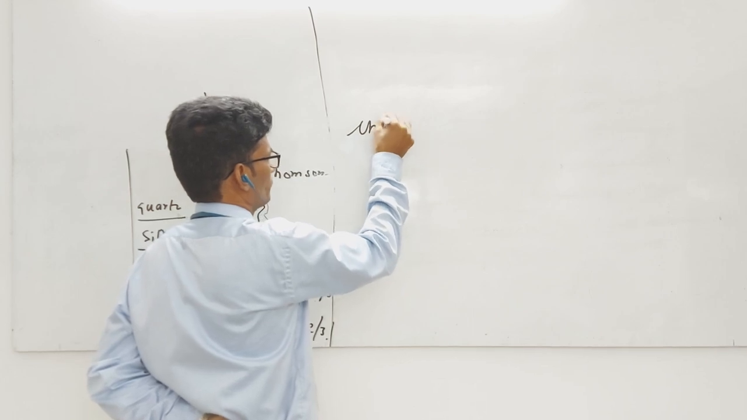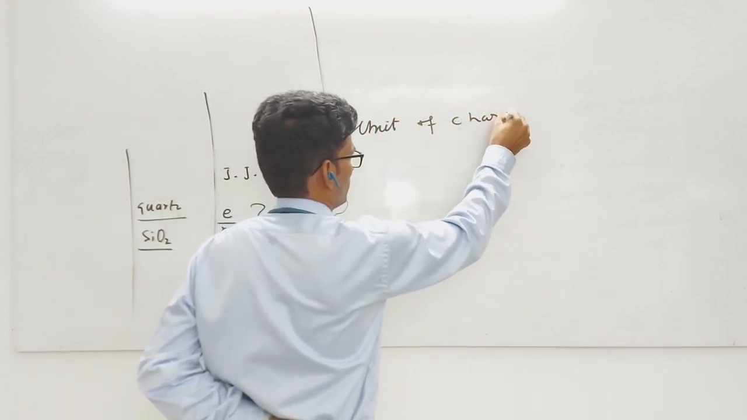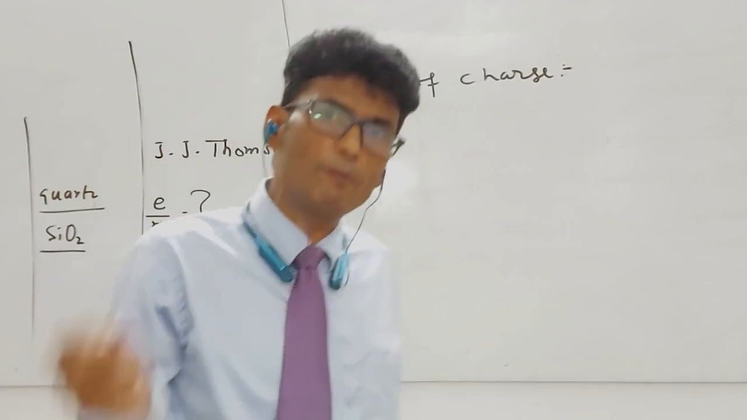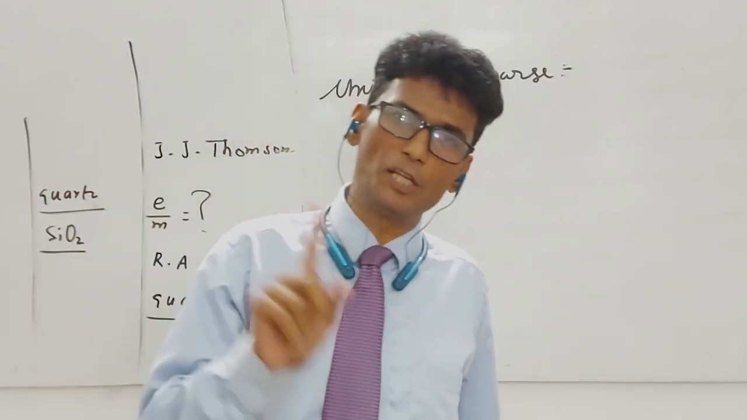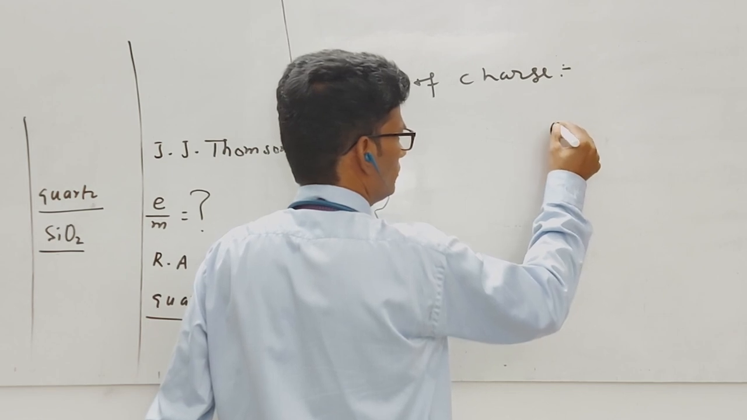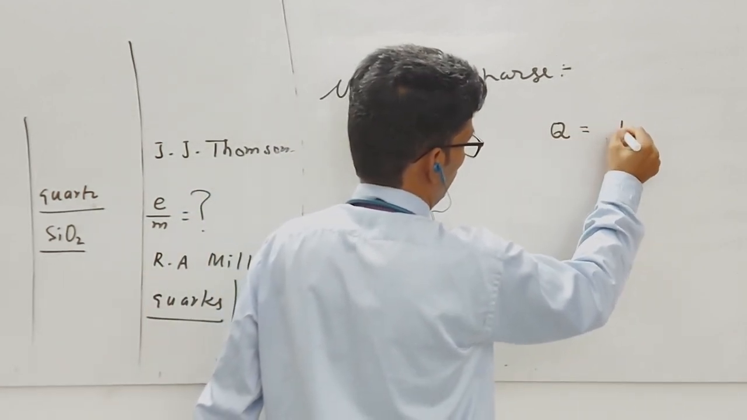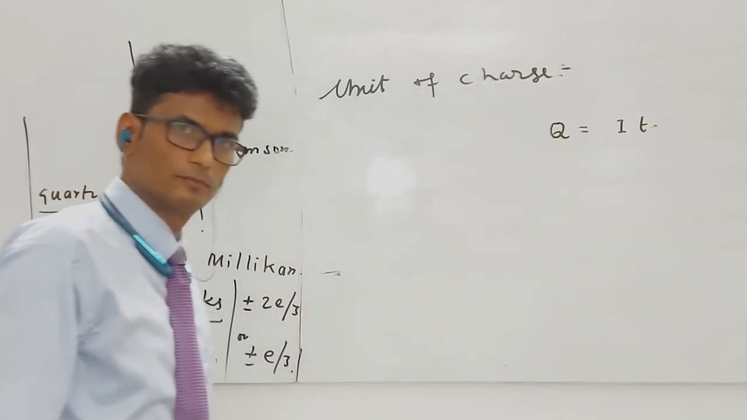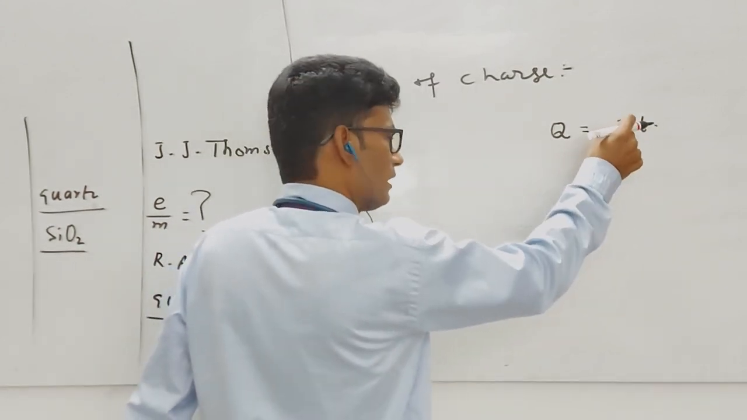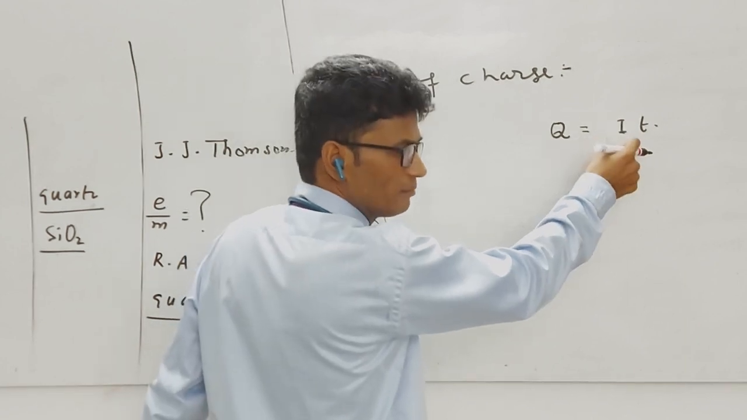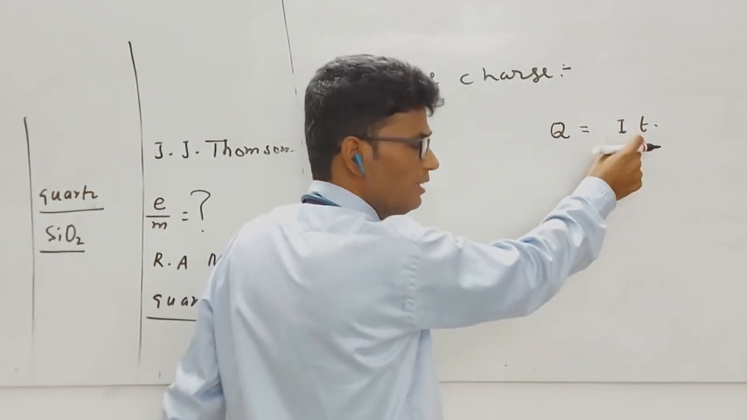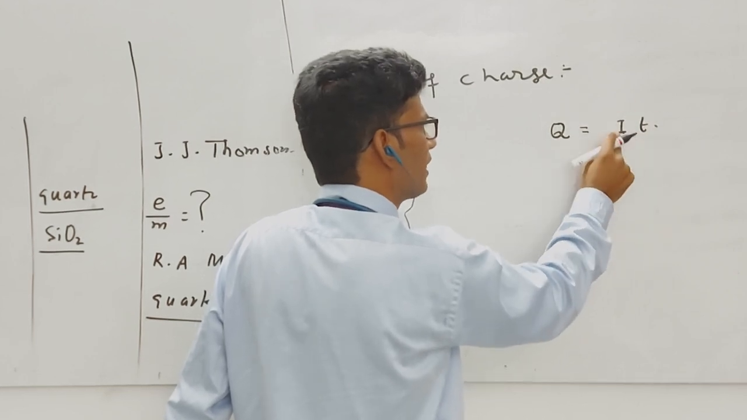Unit of charge. So charge is a derived physical quantity. Why? Because we have assumed current is fundamental. That is why, from this point of view, Q is equal to I into T. So current is supposed to be fundamental, assumed fundamental. We say fundamental, but if one asks, then say assumed fundamental. Time is also fundamental. So time and current are fundamental.